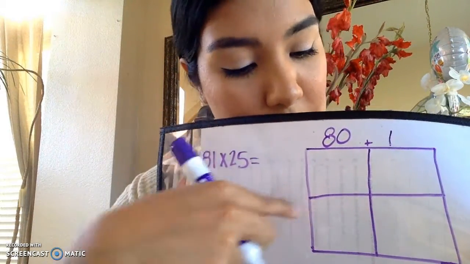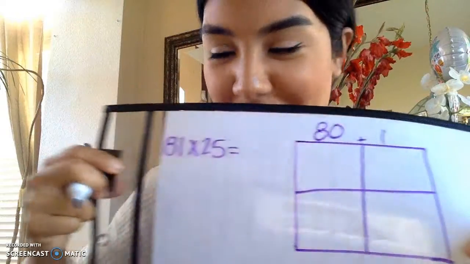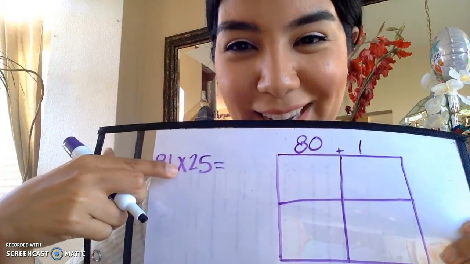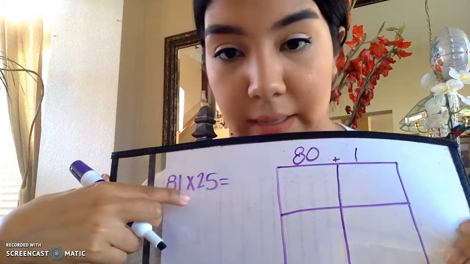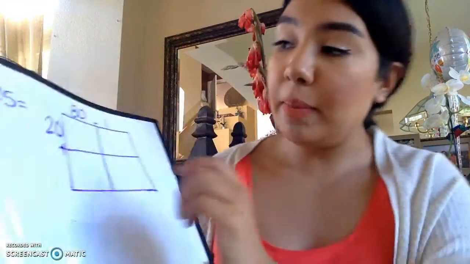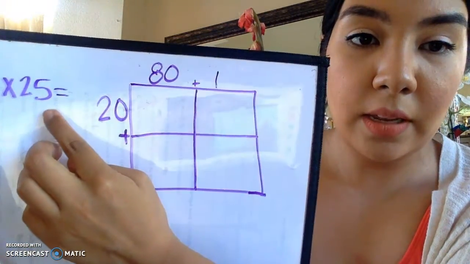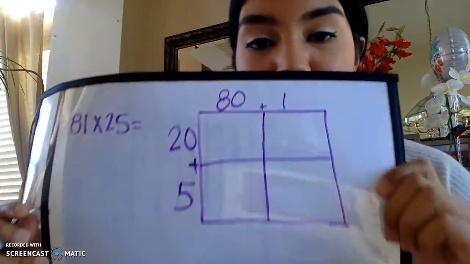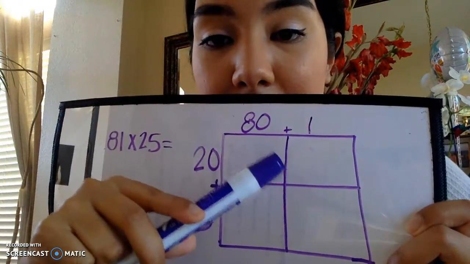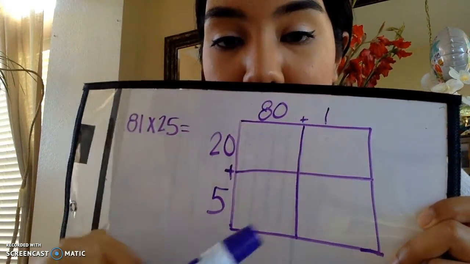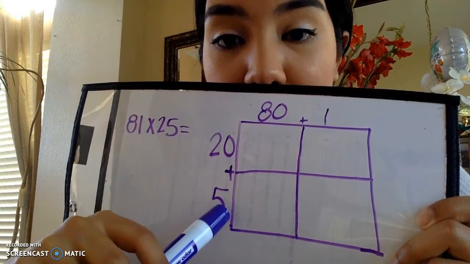Now let's separate 25 into tens and ones. So to do that, how many tens are in 25? There's 2 tens, which should be 20. And how many ones are there in 25? 5. So this is what we have so far. We separated our factors into tens and ones. So we have 80 plus 1, and then we have 20 and 5, making it 25.